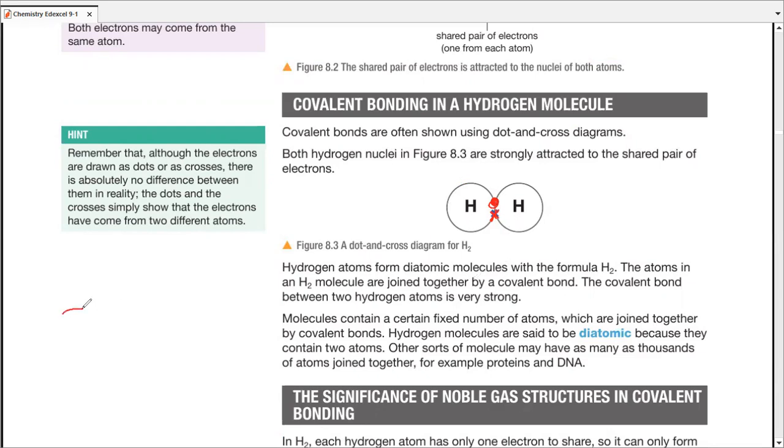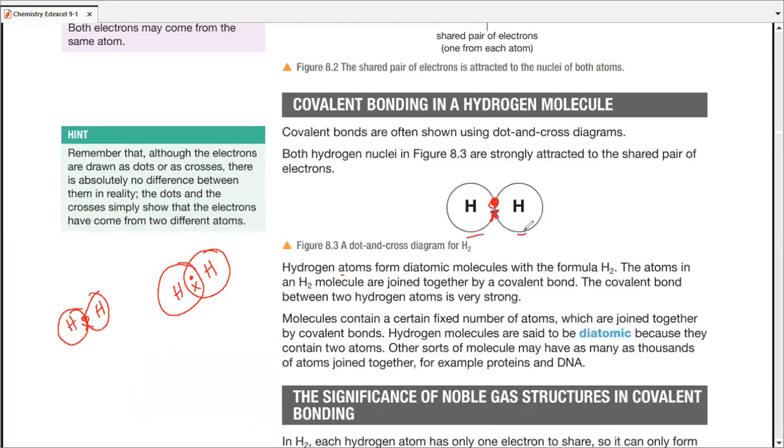You can either draw it like this, where both of them are on the same line, and on the line you draw a dot and a cross, or you may draw it like this, overlapped, and draw them inside the overlap to show the bonds. So whether you do it like this or like this, both of these are considered correct. This is a hydrogen molecule.